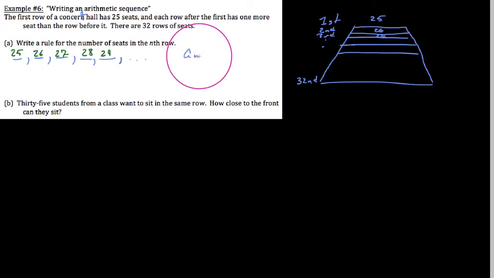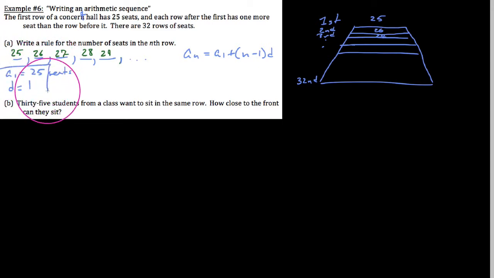So we just need to know two things. The rule for the nth term of an arithmetic sequence is the first term plus n minus 1 times the common difference. What is the value of the first term, and what is our common difference? In this case, we know both. The first term is 25 seats. The common difference: 26 minus 25 is 1, or 27 minus 26 is 1. It's going up by 1 every single time.